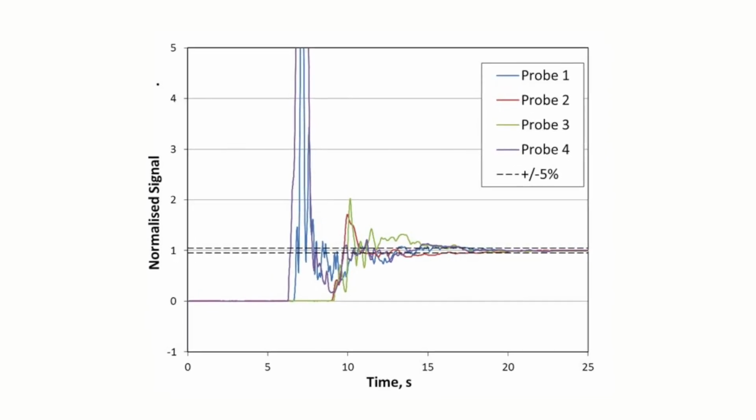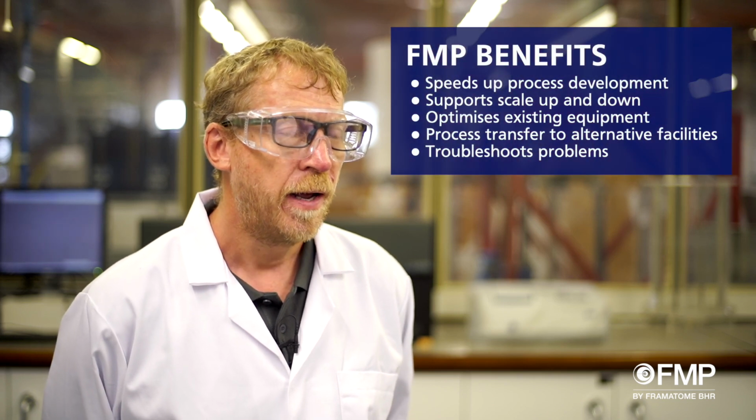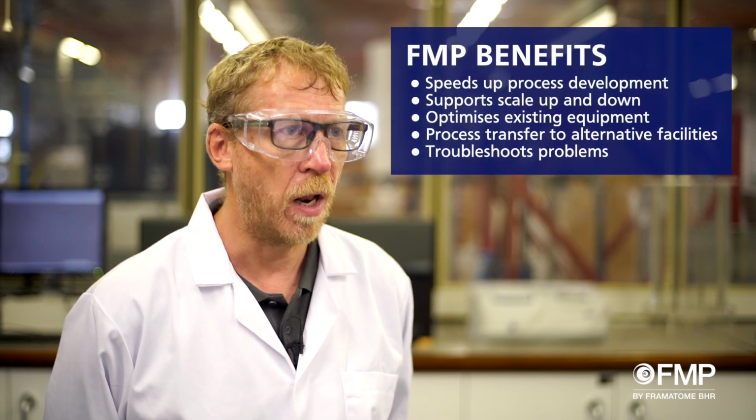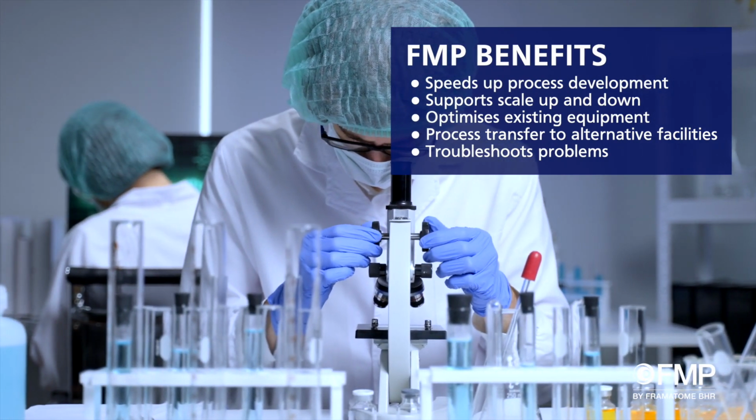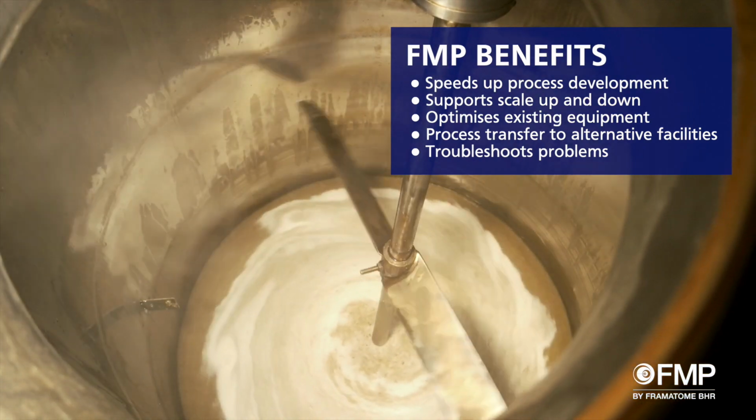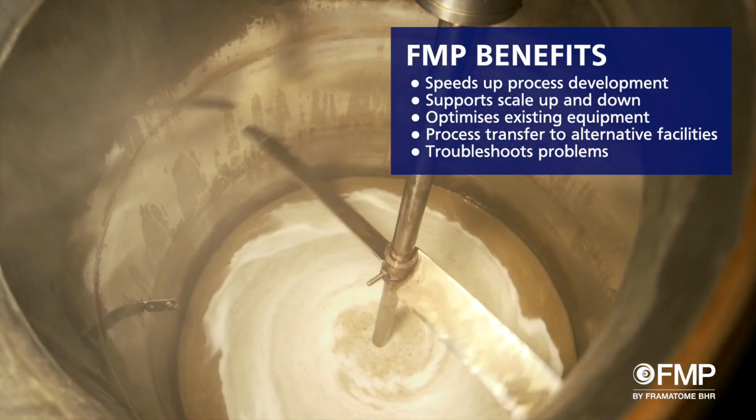the members. The main benefit of FMP is that it helps speed up process development, scaling processes up where processes need to be taken from the lab before then moving up to full-scale production on plant.